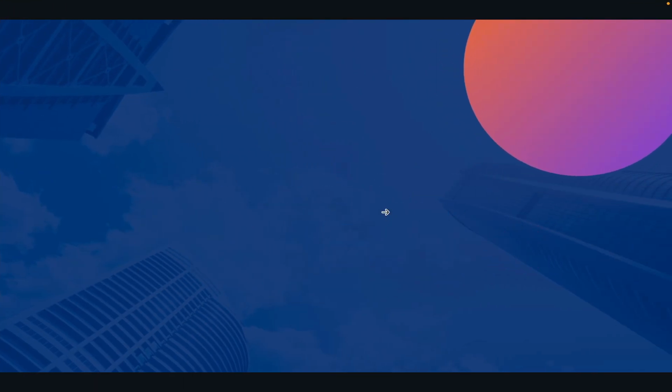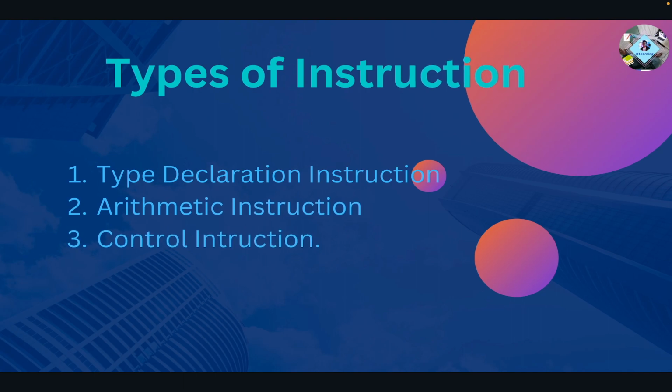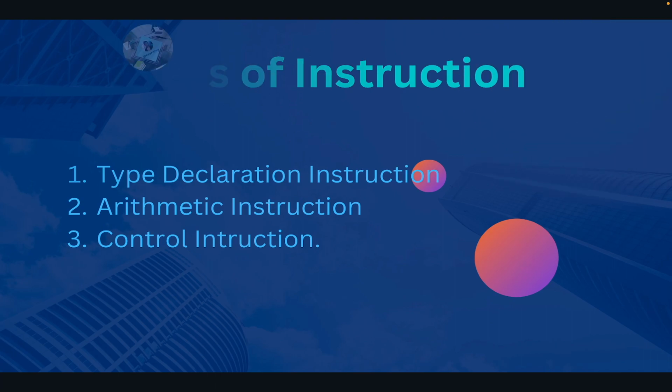Then types of instruction: there are 3 types of instruction in C, and they are type declaration instruction, arithmetic instruction, and control instruction. So we will see them one by one. First of all, let us see what type declaration instruction is.